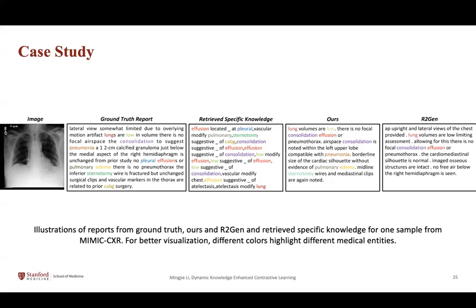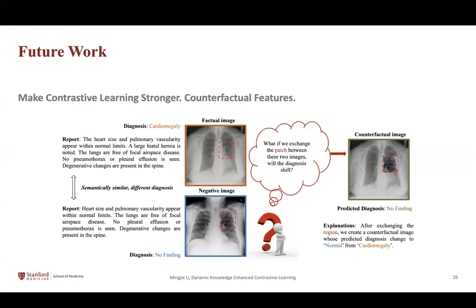Then the entities in our dynamic graph infer disease and organ keywords when generating reports, and this is why our DCL can predict sentences like "airspace consolidation is noted in the left upper lobe compatible with pleural effusion," but R2Gen cannot. So it is the advantage of our model.